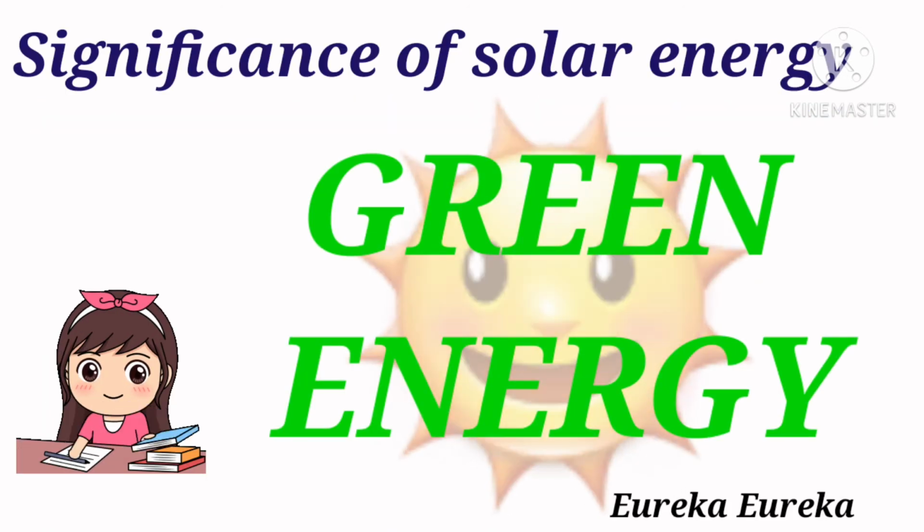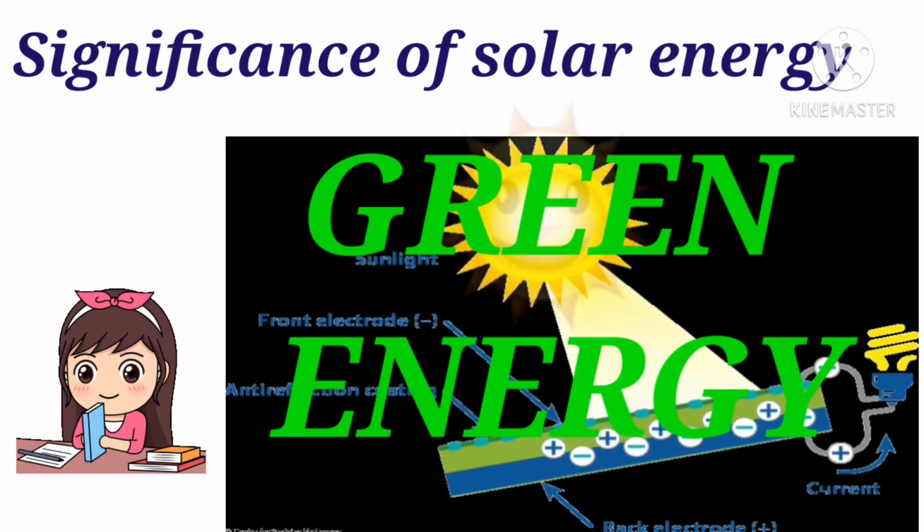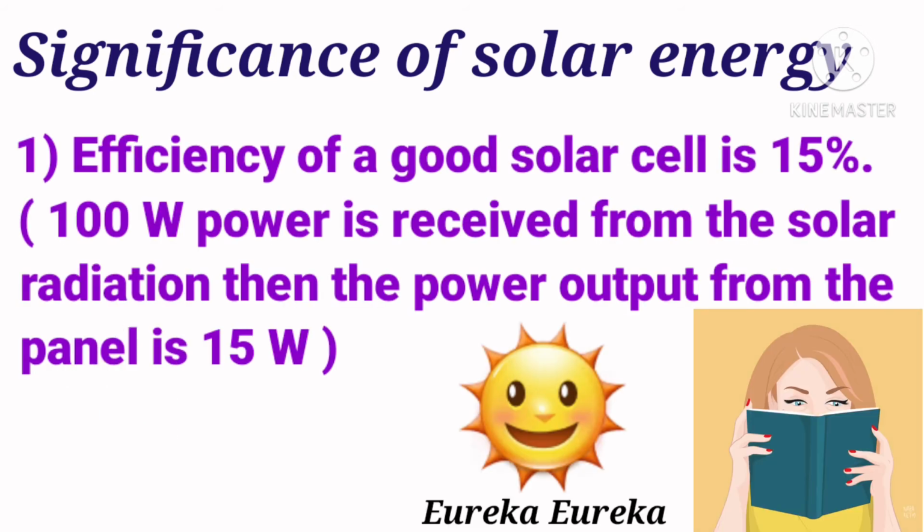Now let's study the significance of solar energy, that is, the importance of solar energy. I have marked here a few points related to the efficiency of solar energy. The first point is the efficiency of a good solar cell. Efficiency of a good solar cell is 15%. It means that when 100 watt power is received from the solar radiation, then the electric power generated from the solar panel is 15 watts.